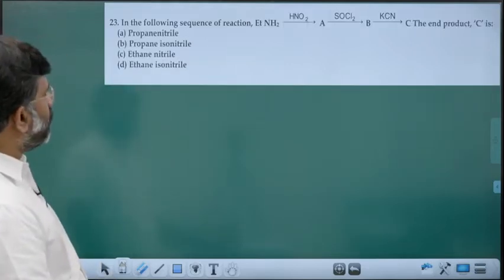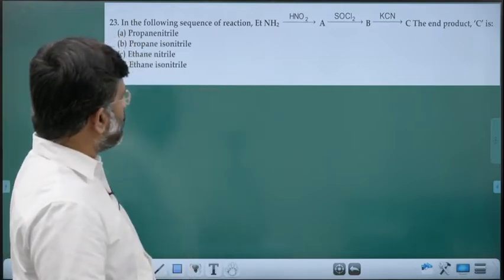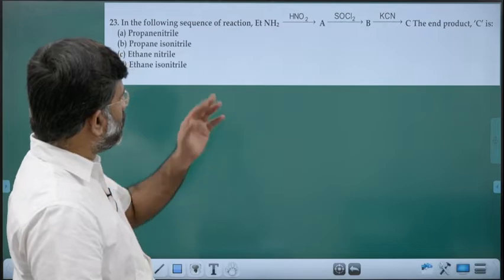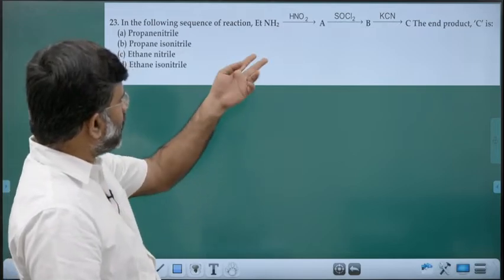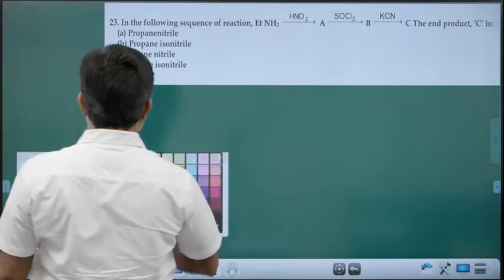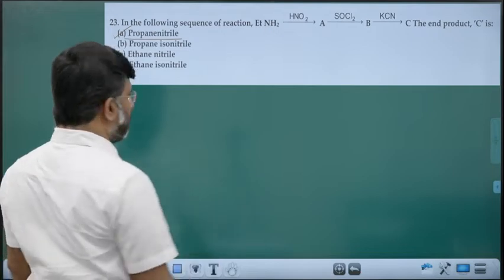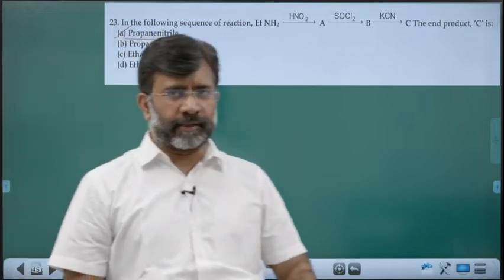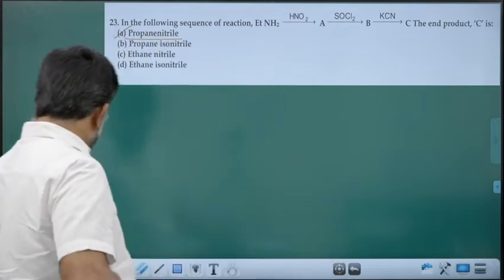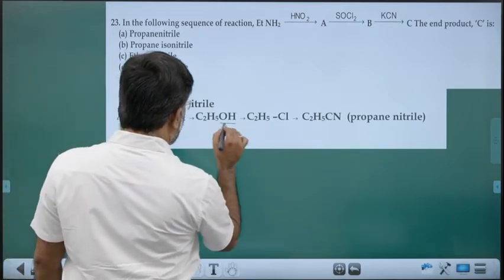In the following sequence, the end product is: ethanamine with nitrous acid gives ethanol. Ethanol with SOCl2 gives chloroethane. Chloroethane with KCN gives propane nitrile. Option A is the correct answer. Ethylamine with nitrous acid will be converted to ethanol.